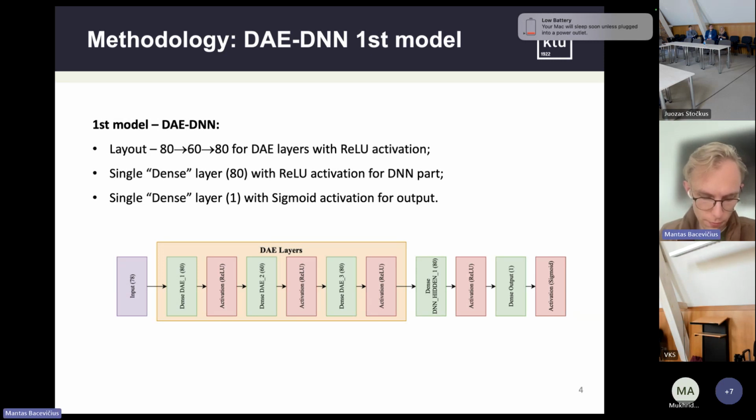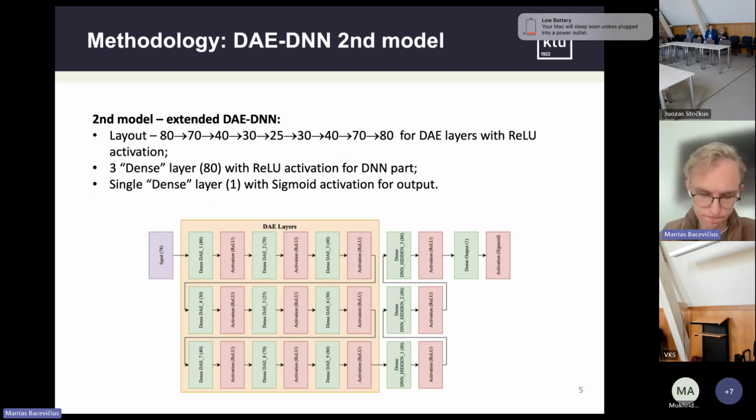First model consisted of 3 dense layers with size 80, 60, and 80, performing the DAE function with ReLU activation in each layer. Then a single dense layer was added to perform DNN function consisting of 80 neurons, again with ReLU activation function. Lastly, another dense layer was appended for output, this time with sigmoid activation function.